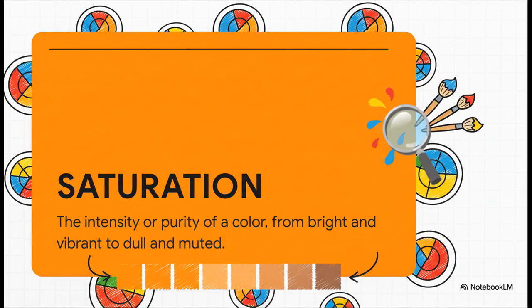And the third piece of the puzzle is saturation. This is the color's intensity, its oomph. Is it a bright, super vibrant, almost electric red, or is it more of a dull, kind of grayish, muted red? That difference, that's saturation.